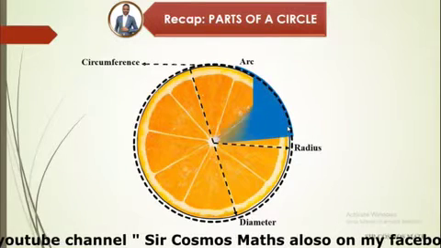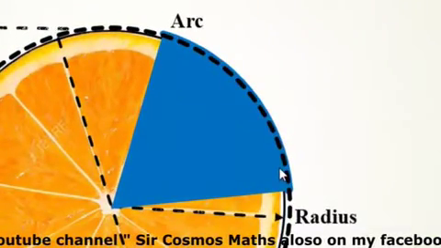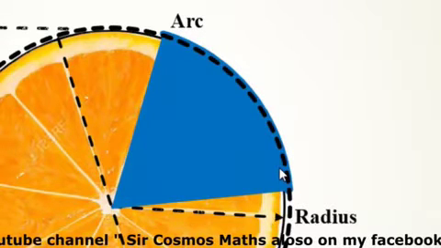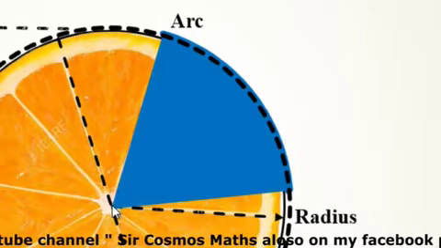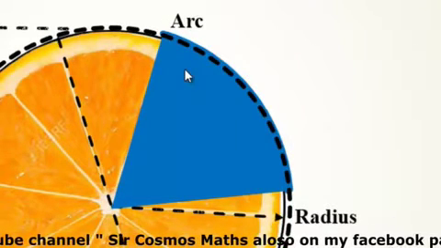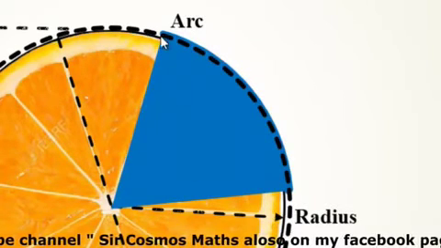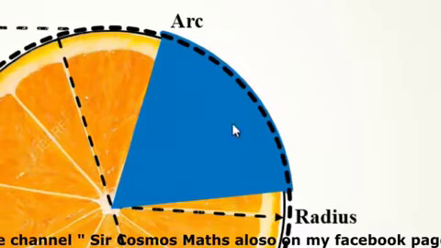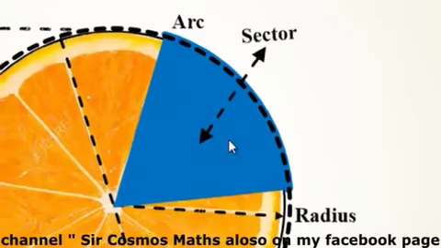Now let's move on again. What is the name given to the shaded portion, the blue ink here? Now look at it carefully. Can you give the definition for this? We have a radius, another radius, and an arc. So what is the name given to this? That is an area bounded by two radii and an arc, and that name is called sector.